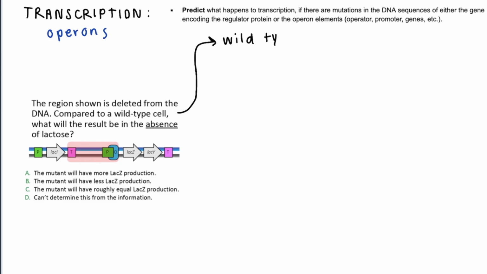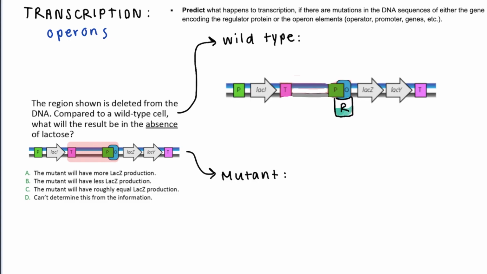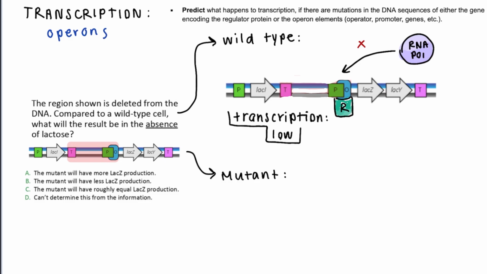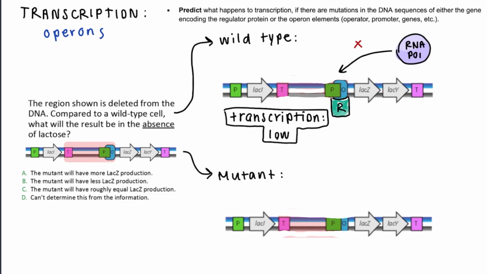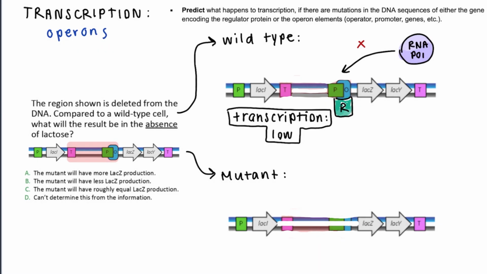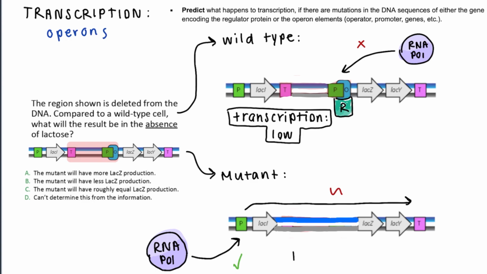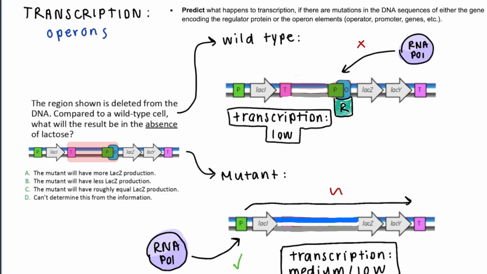Now we're asking the same question, but in the absence of lactose. So in the wild type, without lactose, the repressor will be bound to the operator, so RNA polymerase cannot bind. So transcription will be low. In the mutant, as we said before, this gene will turn into a regular gene since the operon is removed. However, since it's using the promoter from LAC-I, transcription will not be as strong since it kind of wasn't made to go such a large distance. So transcription will be medium. However, this is still larger than the amount of transcription that happens in the wild type. Therefore, the mutant will have more LAC-Z production than the wild type.